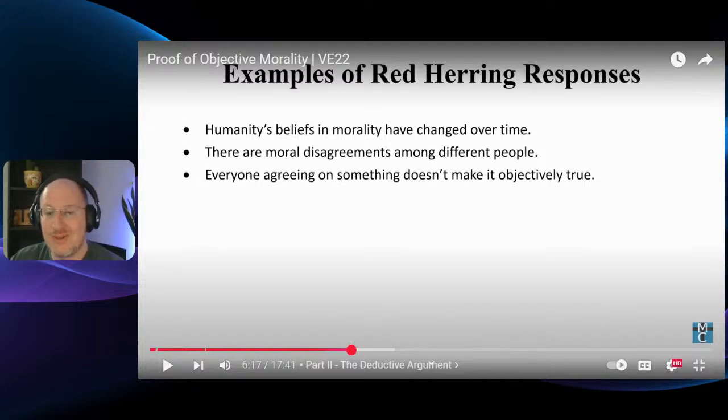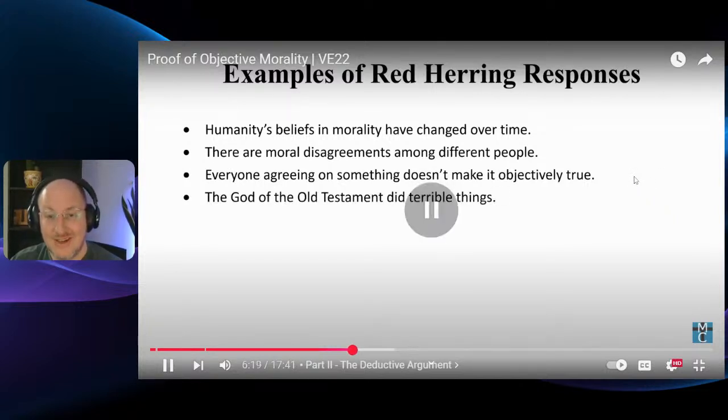There are moral disagreements among different people. You could leverage that into an argument for moral anti-realism, though I don't think those arguments are particularly good. Everyone agreeing on something doesn't make it objectively true. That's true, but also irrelevant. And that the God of the Old Testament did terrible things.